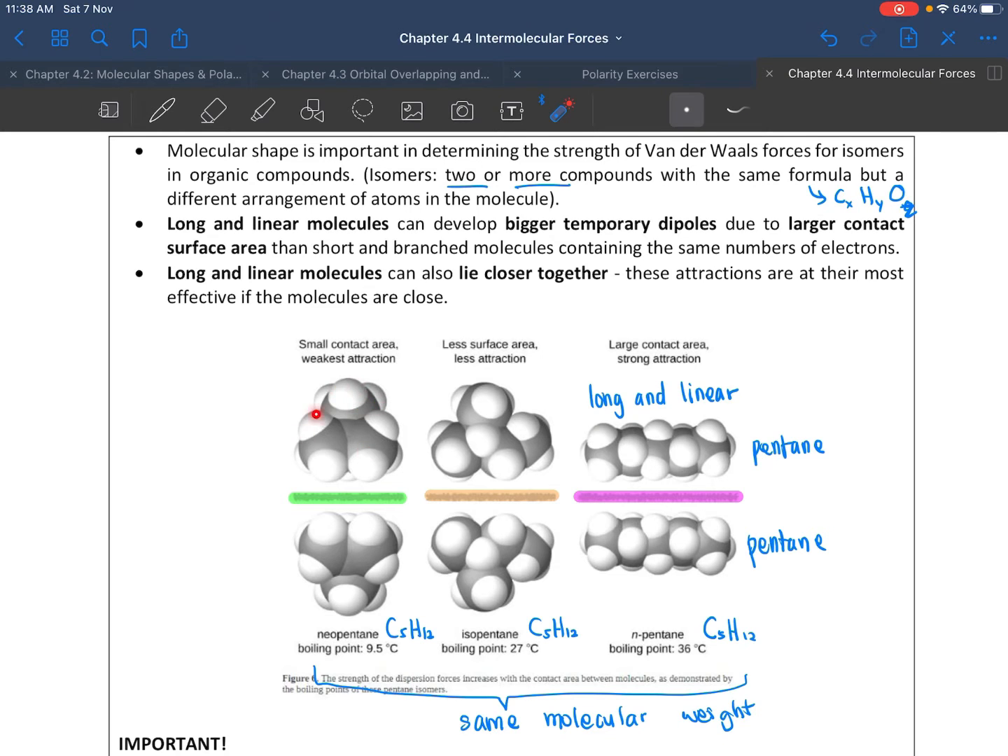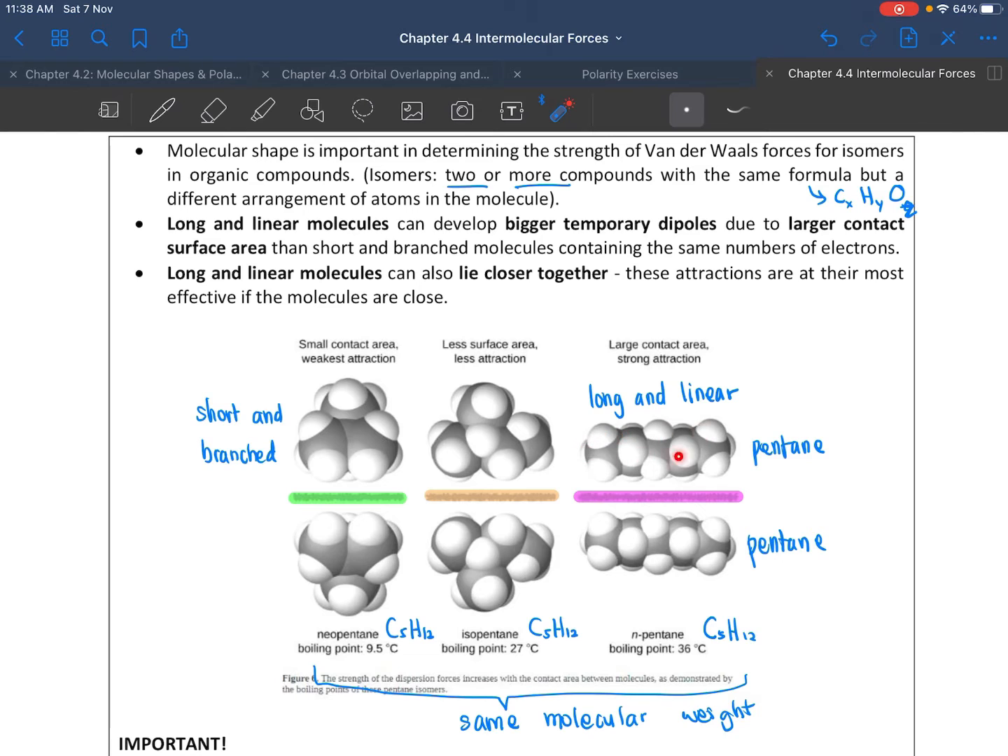Okay, and yang hujung ni dia lagi banyak branch. So ini kita panggil dia short and branch molecule. Okay, so short and branch molecule. Alright, yang ini, yang tengah-tengah ni dia nak kata panjang sangat tak, nak kata dia pendek sangat tak. Dia ada branch tapi tak banyak sangat. Okay. Alright, so dia kata long and linear molecule can develop bigger temporary dipole due to larger contact surface area.